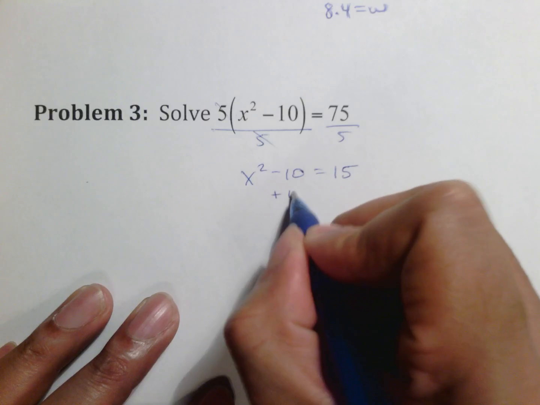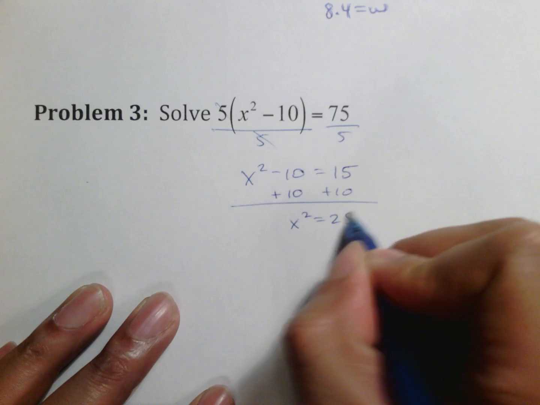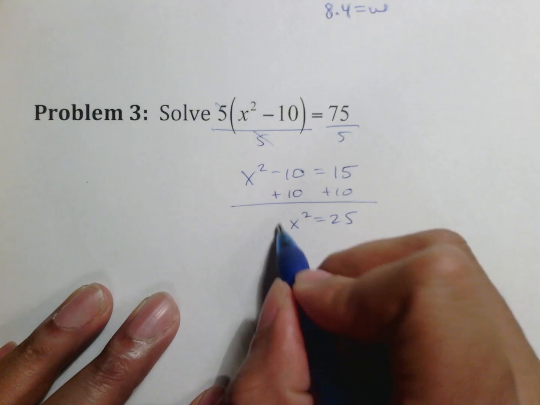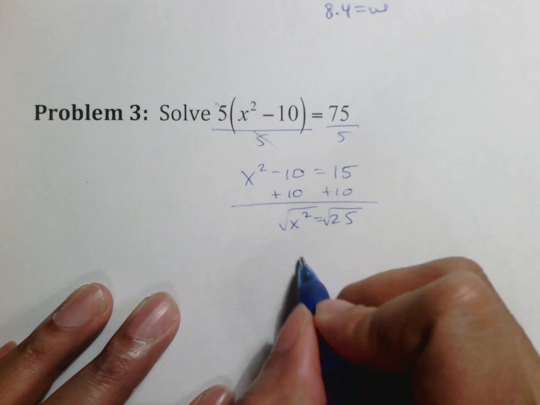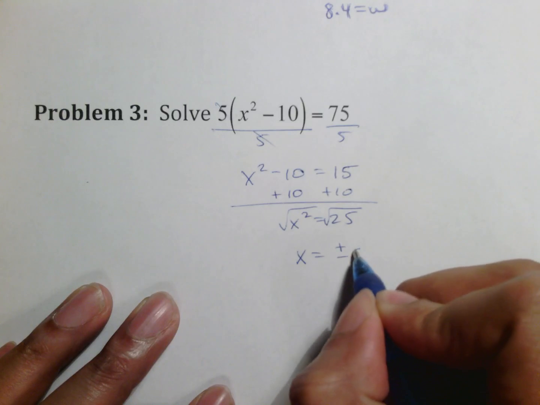Now the weakest piece is the 10, because remember the power, or the exponent, is stronger than the subtraction, so we add 10 to both sides, getting x squared equals 25. And then again, using algebra to get rid of this, we square root both sides, and x is equal to, don't forget, it is plus or minus 5.